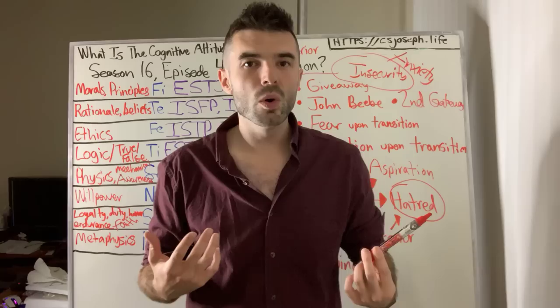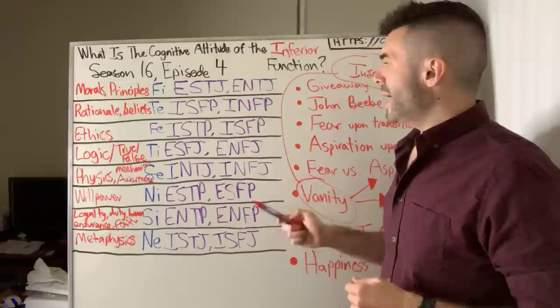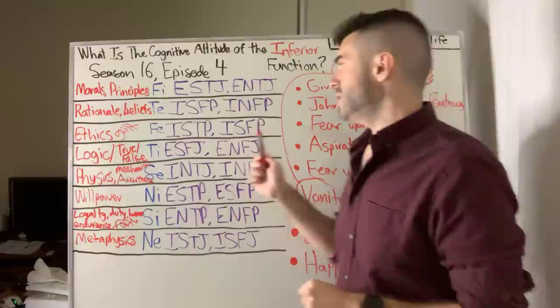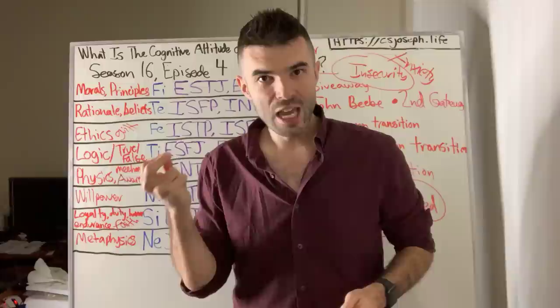They're afraid of making other people feel bad, and as a result, they are prone to guilt. Remember, anyone who has Fe in their top four functions is prone to guilt. And these people, ISTPs and ISFPs, are especially sensitive. Be careful. Do not screw with them in that way.